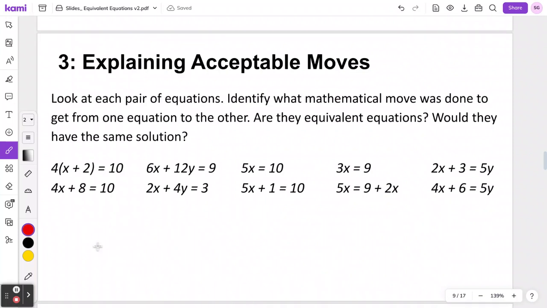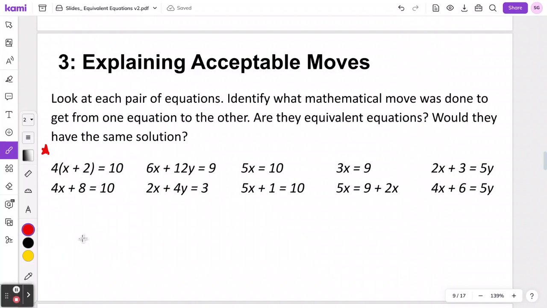I'm going to encourage you, this first one here, go ahead, pause the video and try just this first one. Remember, you're trying to figure out what math they did. Are we allowed to do that? And then using that to help you answer the questions, are they equivalent and would they have the same solution?